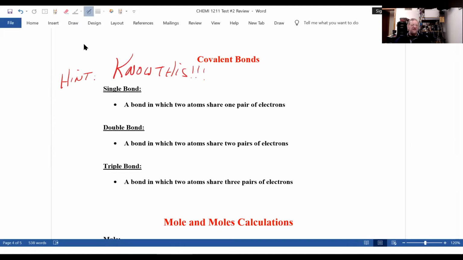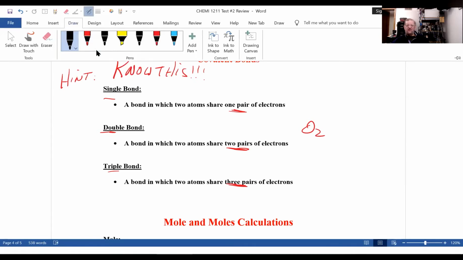And everybody together, single bond, one pair of electrons being shared between atoms. Double bond, two pairs of electrons being shared between atoms. Triple bond, three pairs of electrons being shared between atoms. So single bond, one pair, double bond, two pairs, triple bond, three pairs. And if I were to ask you, draw the Lewis structure for, say, oxygen, how do you do that?